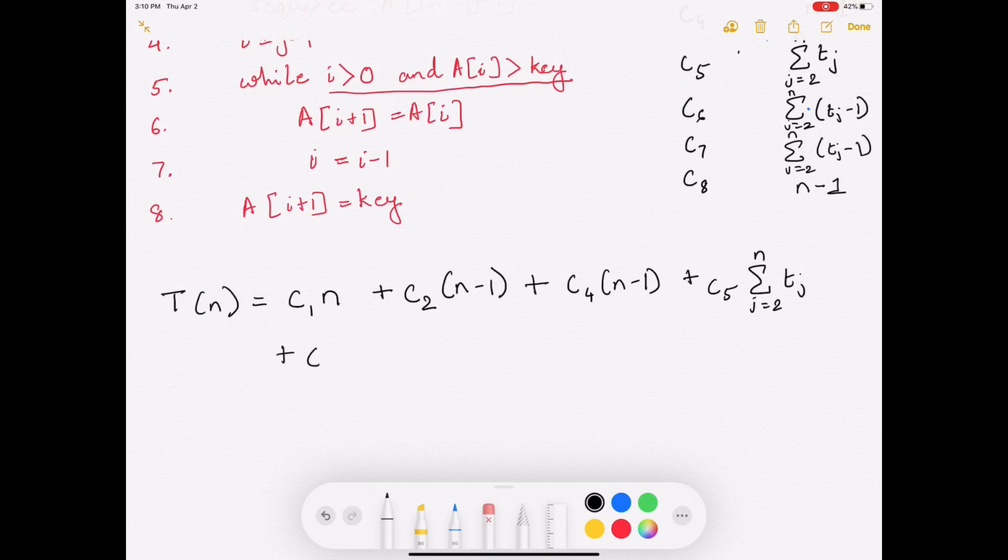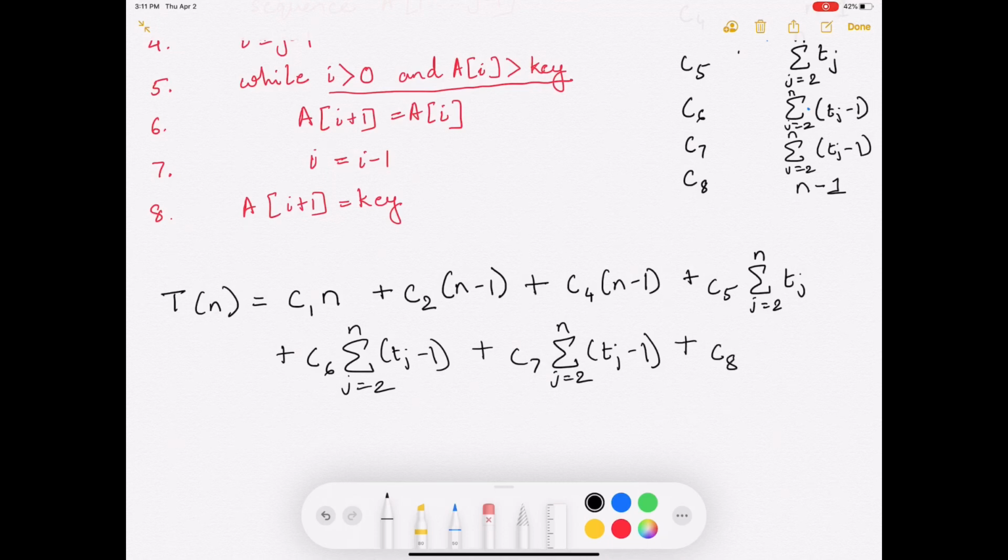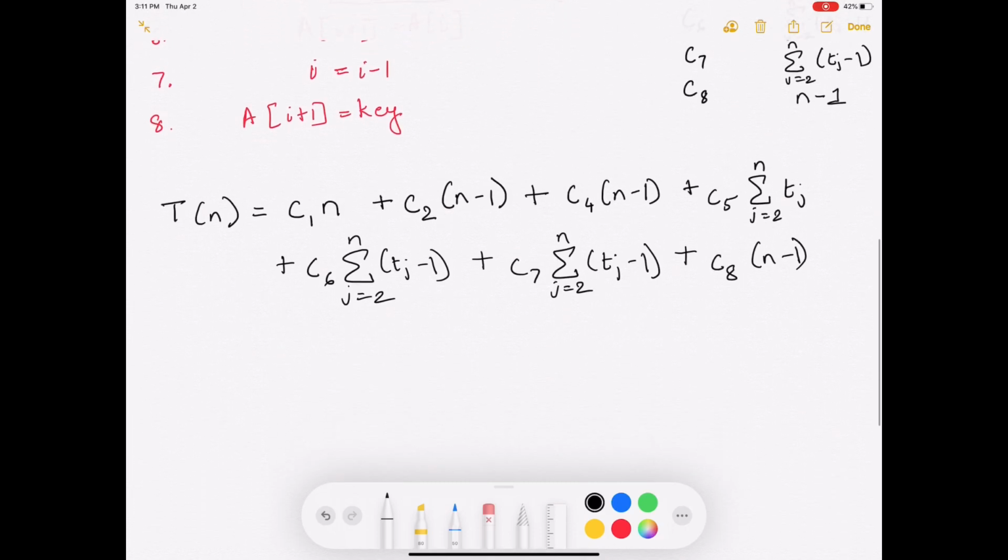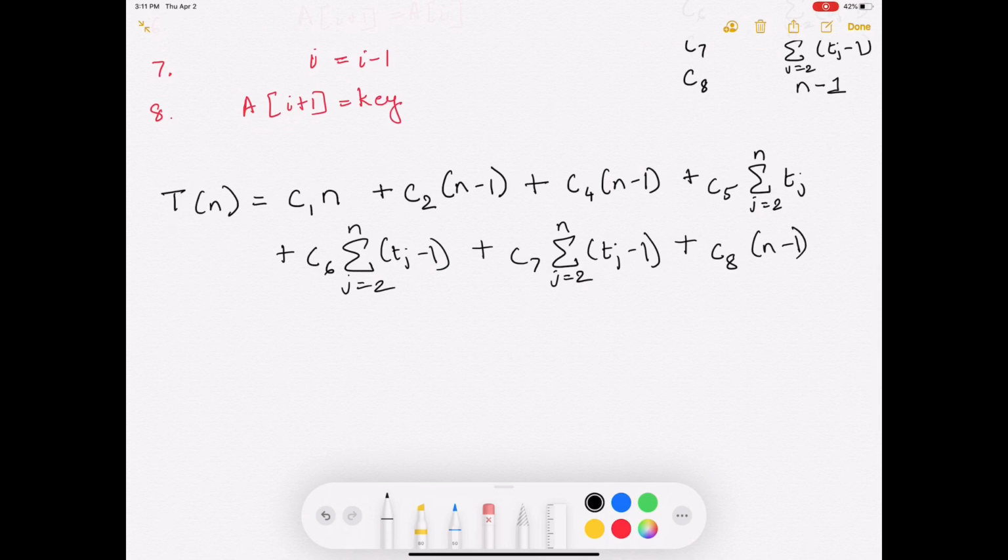Now line 6 is basically the sum with j running from 2 to n, of tj minus 1, times c6. Then c7 is the cost for executing line 7. By cost, you might think of the amount of time that is needed to execute line 7. That also is the sum with j running from 2 to n of tj minus 1. And line 8, c8 is the cost of running it, and n minus 1 is the total number of times line 8 actually executes.